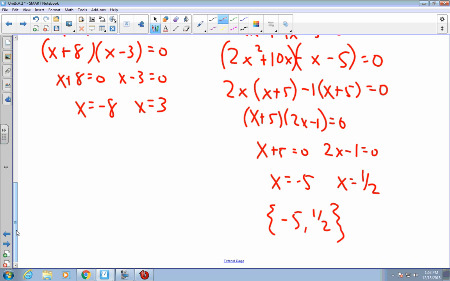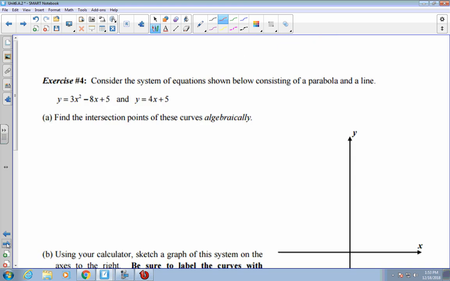When else is this used? This is also used when we're graphing. So consider the system of the equation shown below consisting of a parabola and a line. Find the intersection of these points or these curves algebraically. Okay. So what you're actually looking for is the point of intersection. So you are looking for when 3x squared minus 8x plus 5 will equal 4x plus 5.